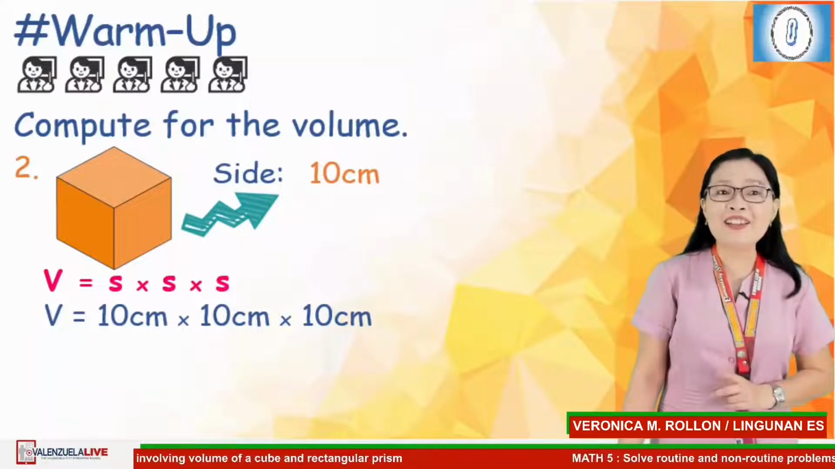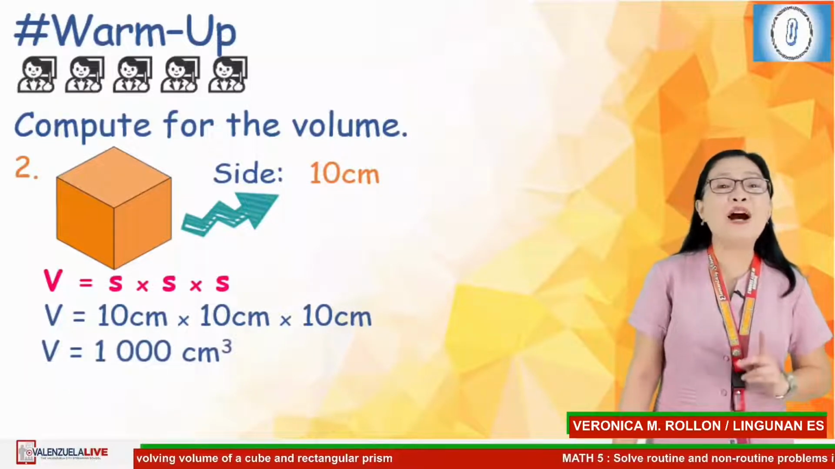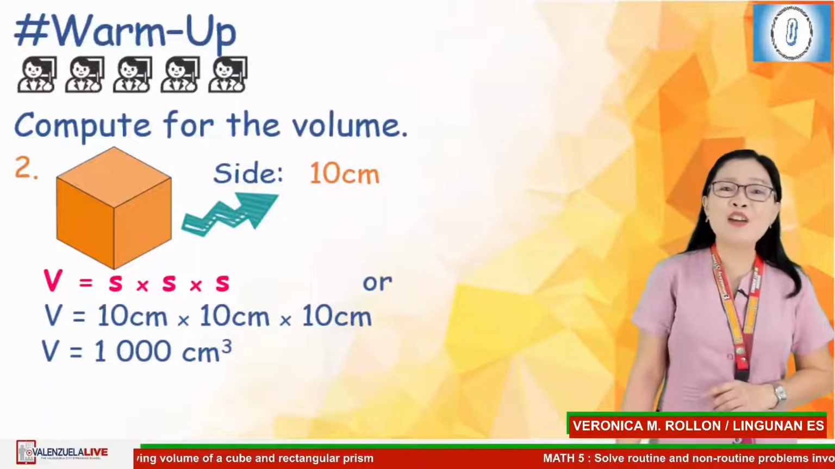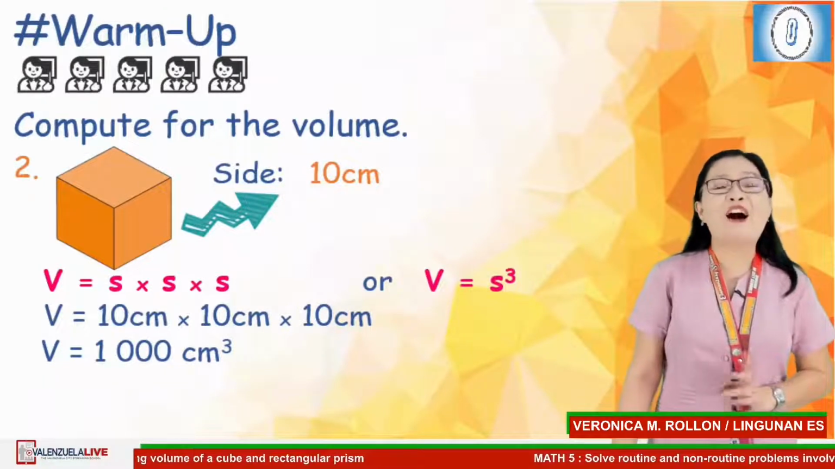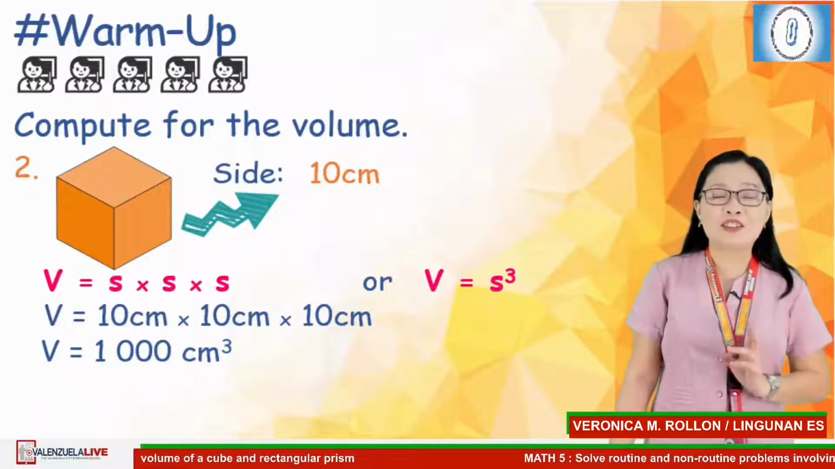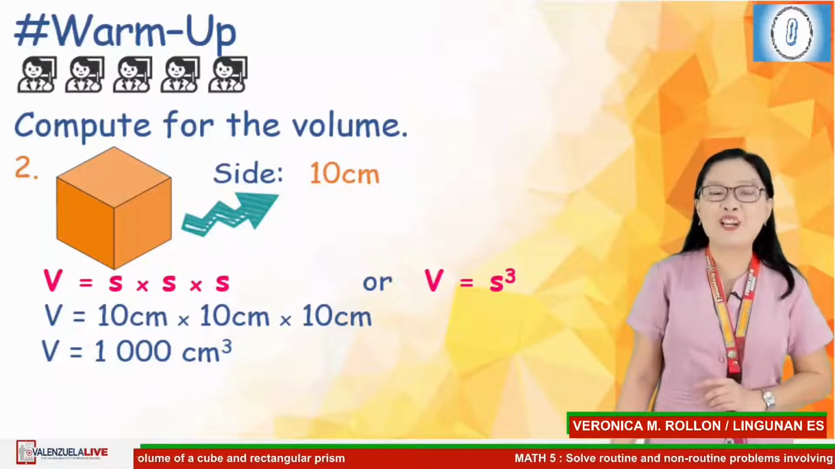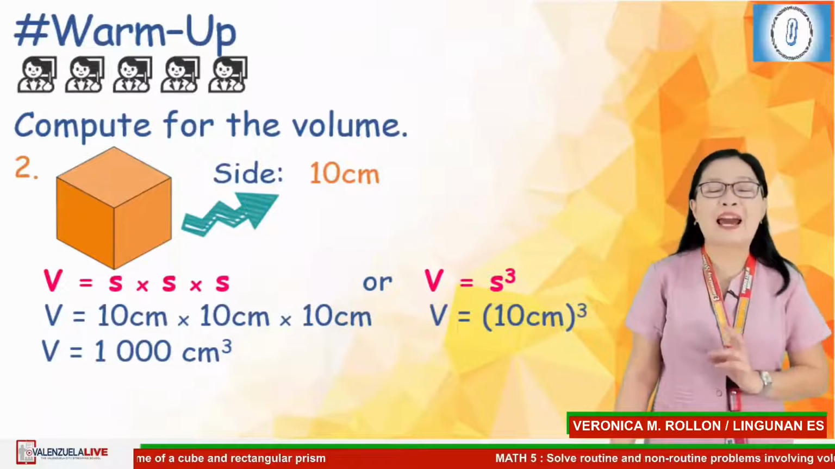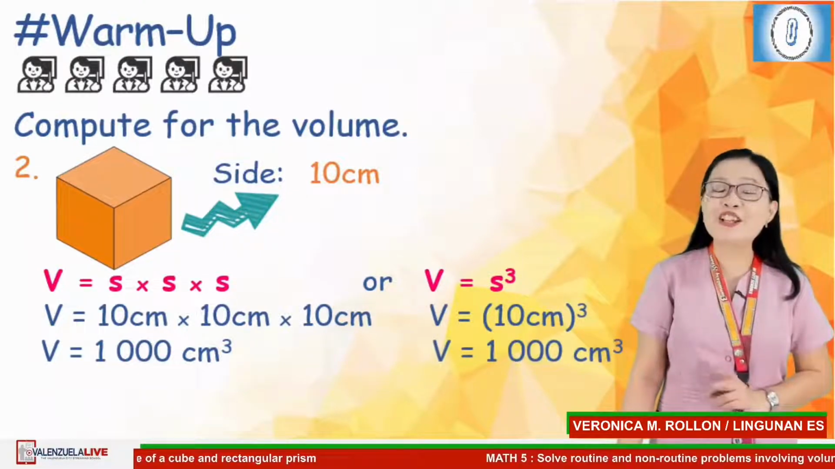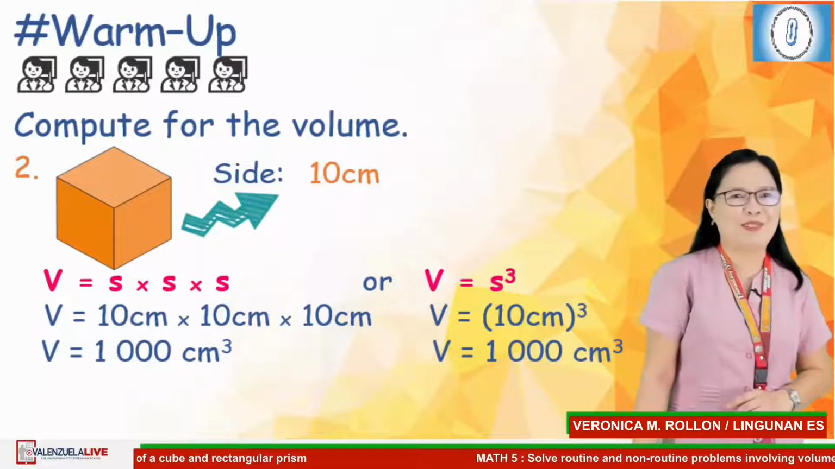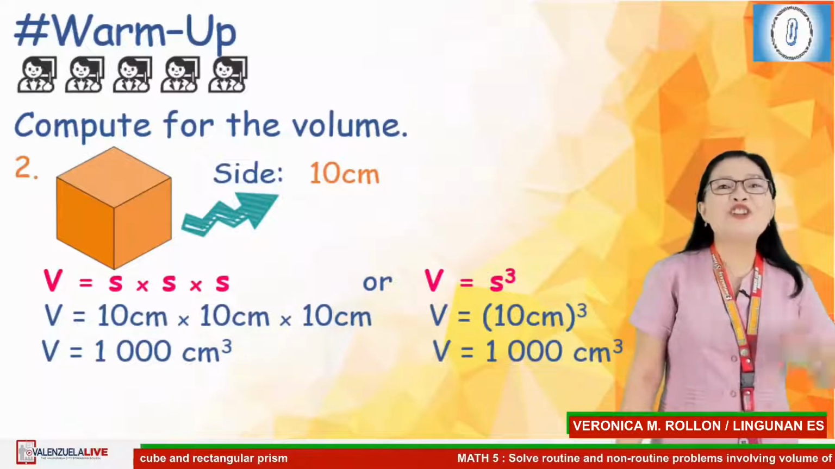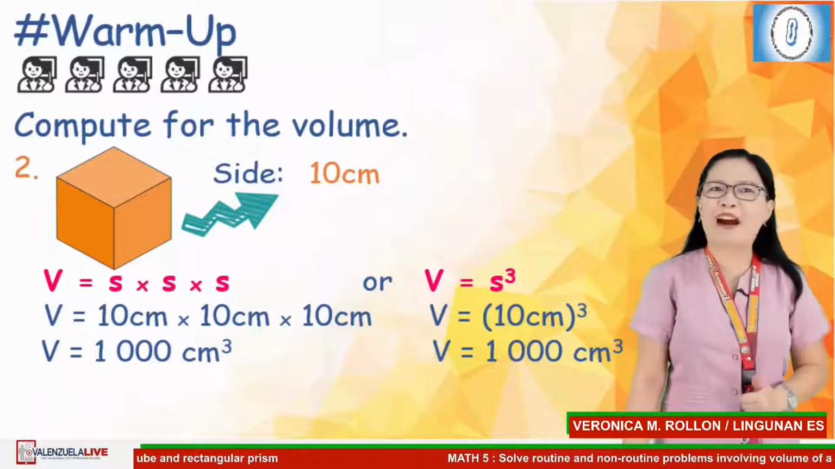Now, what is the answer? It is 1,000 cubic centimeters. You can also use this formula, V equals S to the third power or S cubed. You'll do the same thing, you just multiply 10 times 10 times 10. And the answer is 1,000 cubic centimeters. Did you get the correct answer? You're all amazing, grade 5 math learners.